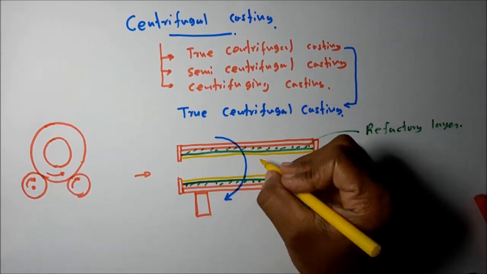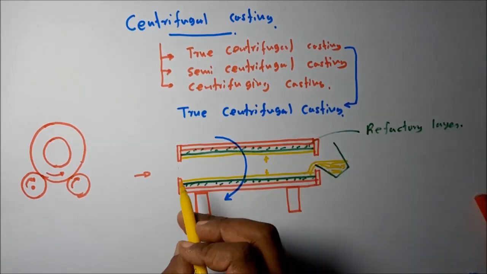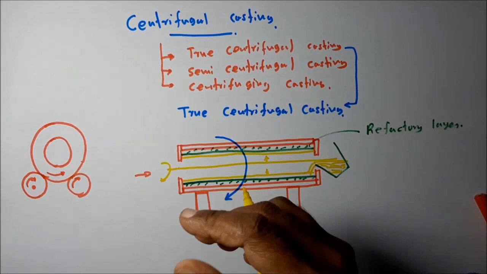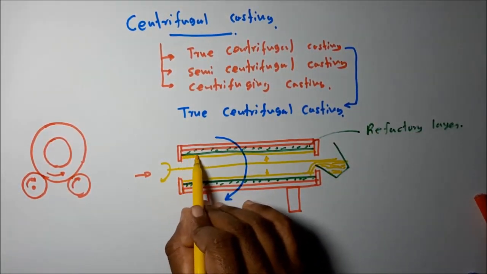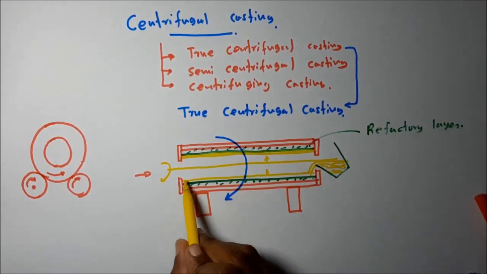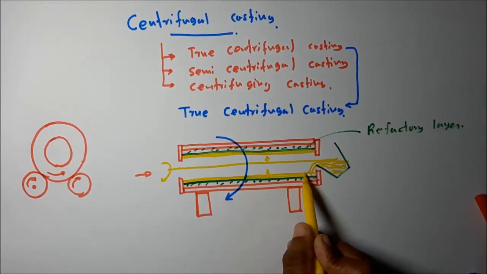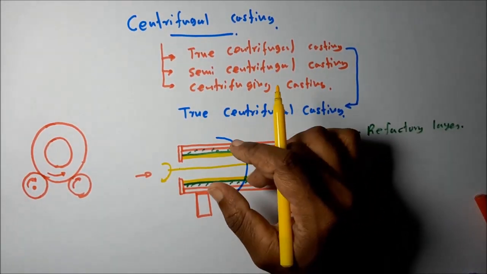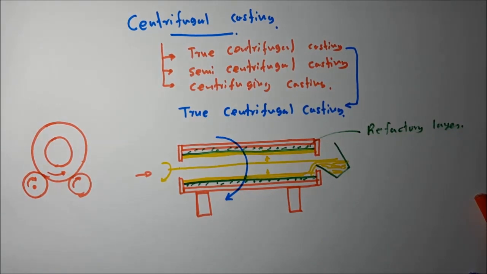Because of centrifugal force, this molten metal tends to move away from the rotating axis. This is the rotating axis. So it forms a uniform thickness layer around this refractory layer. Then it is allowed to solidify while rotating. After finishing the pouring, it is allowed to solidify while rotating.